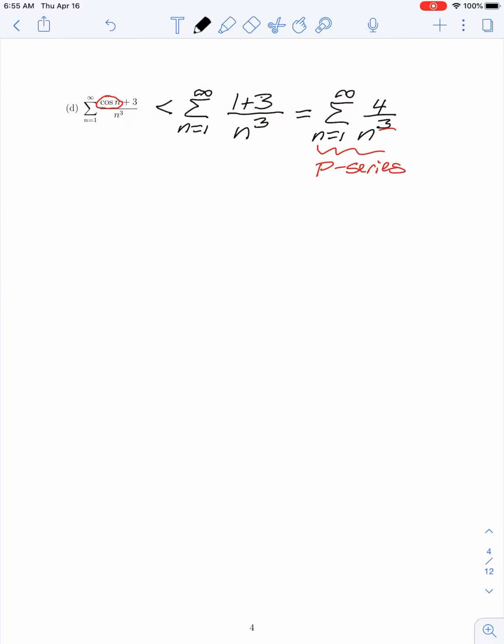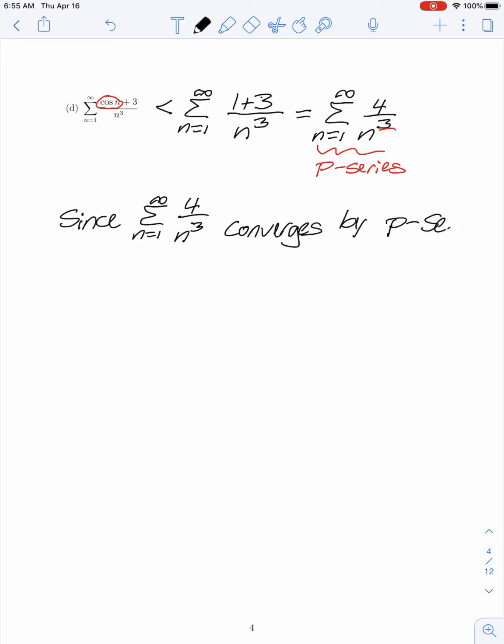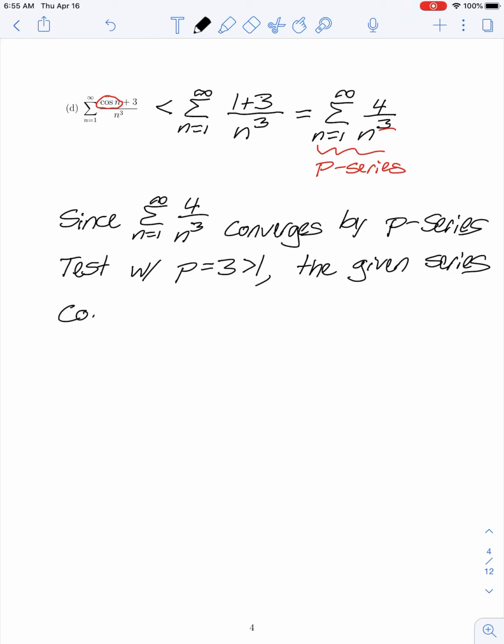So let's write out our justification here. We would say since the sum from 1 to infinity of 4 over n cubed converges by the p series test with a value of p equal to 3, which is greater than 1, then the given series also converges by the direct comparison test.